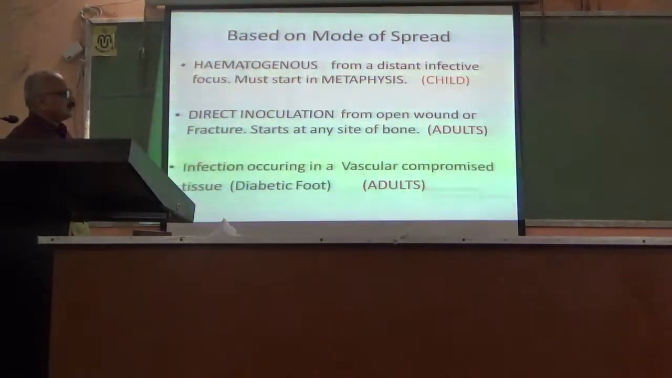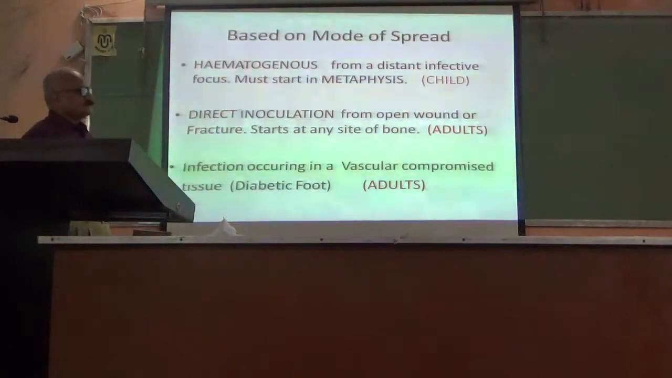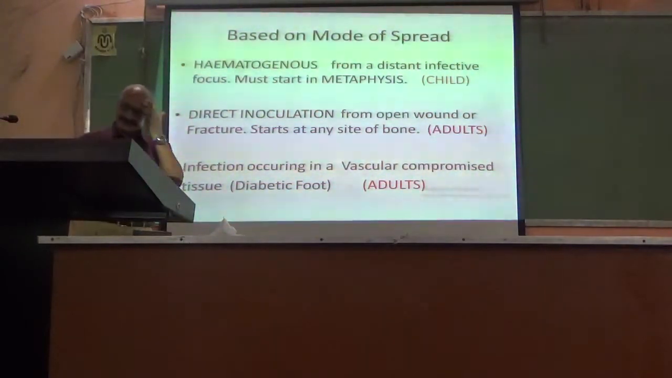Then we have direct inoculation from open wounds or fracture, which can start from any site of bone. The site of bone which is exposed to the outside and has been seeded with germs gives rise to osteomyelitis, and this is the picture you usually come across in adults. And then infection occurring in vascularly compromised tissue, that is diabetic foot, and of course this is also usually in adults.